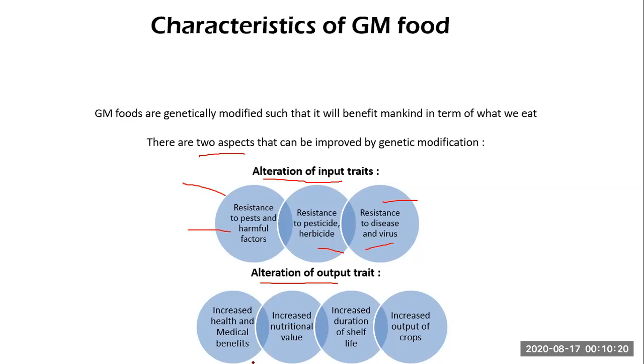And if you go for output, that means what happens after taking that GMO food: it increases health and medical benefits, it increases the nutritional value along with the duration of shelf life, and also a most important thing, it increases the output of crops. Sometimes we see that by taking these kinds of GM foods, the growth of the product increases. So these are the characteristics of GM foods in case of input and the medical benefits.